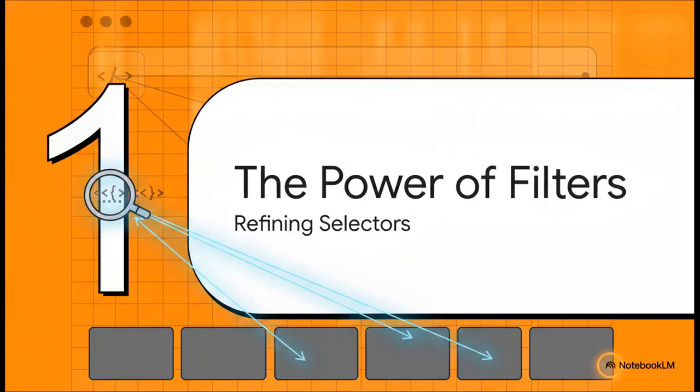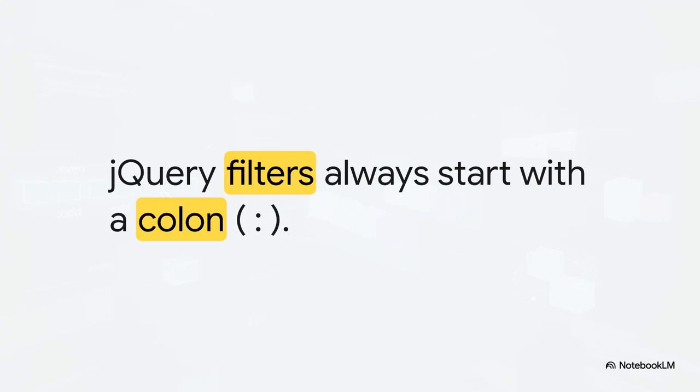Starting off with Section 1, the power of filters, refining selectors. Now, before we get into any complex DOM manipulation, we have to establish the golden rule of jQuery filter syntax. Just like pseudo-classes in CSS, filters always, and I mean always, start with a colon. When jQuery sees that colon attached to a selector, say attached to a p tag or a list item, it immediately knows, okay, I need to refine my search. It's basically your programmatic way of saying, hold on, I don't want all of them, I just want the ones that match this specific condition.